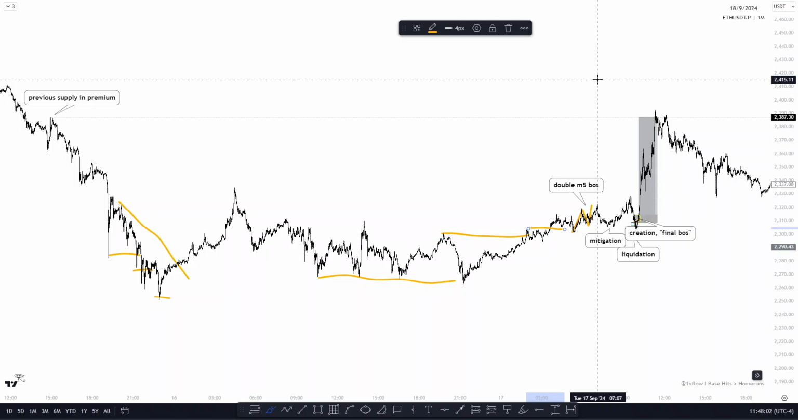I just like coming on here and showing you guys these little play analyses as we do them.